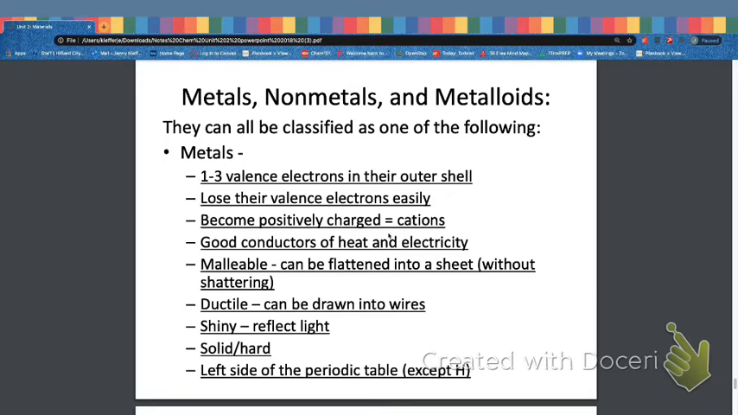You might remember from physical science or ninth grade science that valence electrons are the electrons on the outermost ring of the atom. They're the ones that are involved in bonding. Metals tend to have very few valence electrons, 1 or 2 or 3. And those electrons are held very loosely, and so metals tend to lose their electrons, okay?